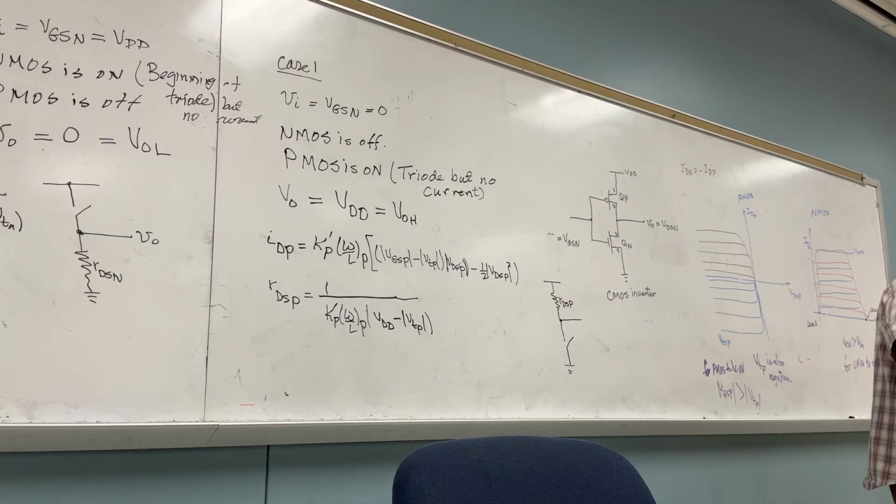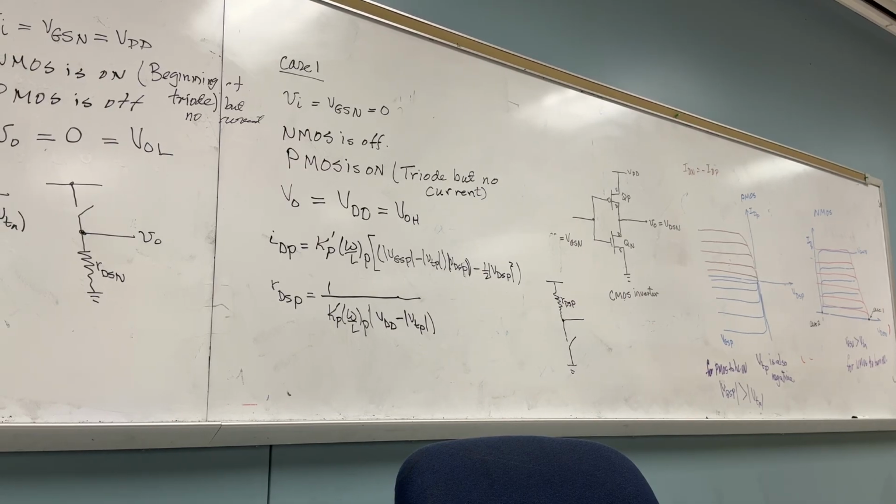VDD. But Vin minus VDD is negative. Agree? Yes. I need to take the what? Absolute value. So it becomes what? VDD minus Vin. Clear? What is the next one?